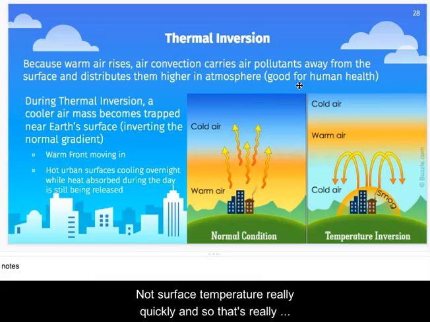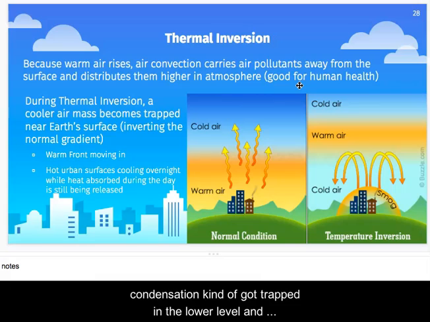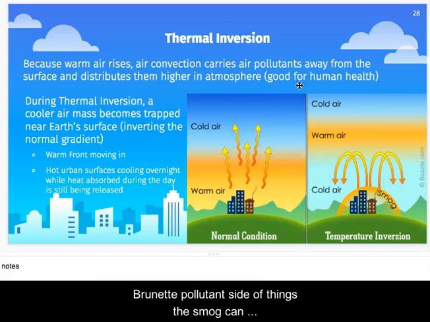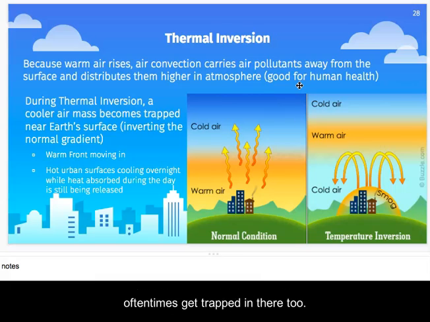And so that's really why, if in the morning you see dew on the lawn or fog, it's a result of thermal inversion. It got colder underneath some warm air, and so that condensation got trapped in the lower level, and then we can see that as fog or as dew on the grass in our yards. But on the pollutant side of things, the smog can oftentimes get trapped in there too.